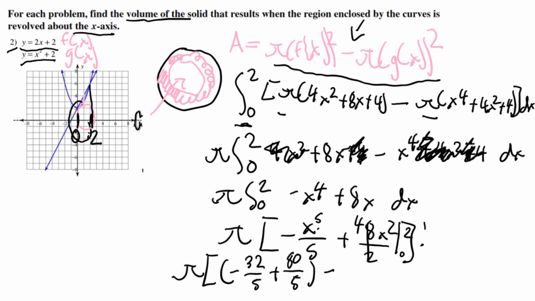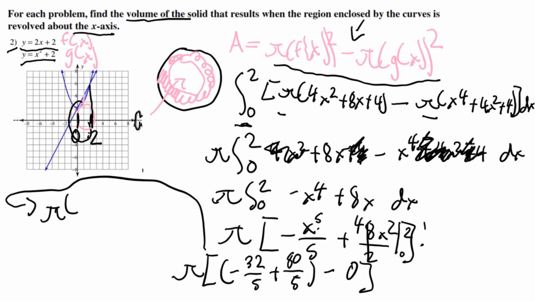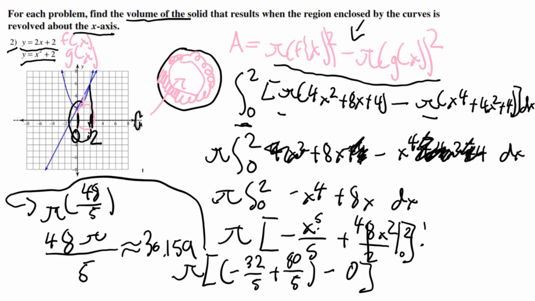Then we do minus the value evaluated at 0, but 0 to the fifth is just 0 and 0 squared is also just 0, so it's just minus 0. Our next step is to simplify. This is equal to pi times negative 32 over 5 plus 80 over 5, which simplifies to 48 over 5. Simplifying further, we get 48 times pi over 5, which is approximately equal to 30.159. And that is our answer.